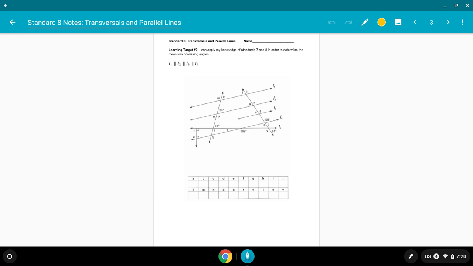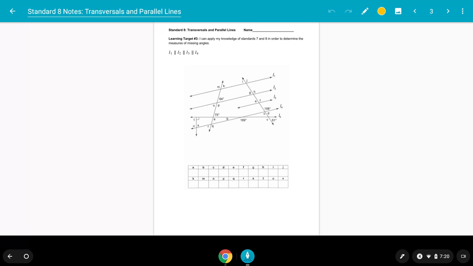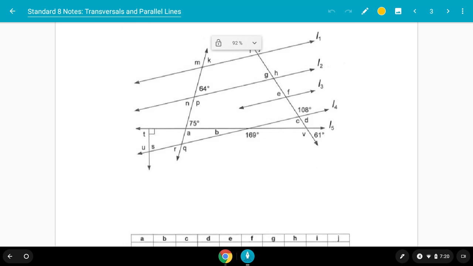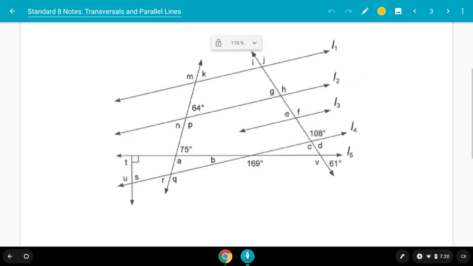Now, we're going to have to be patient with this. We might have to find extra angles, which could be a little annoying. But in the end, we will find all of these angles. Here's how you do it. The first thing you're going to do is look for an angle measure that you know.